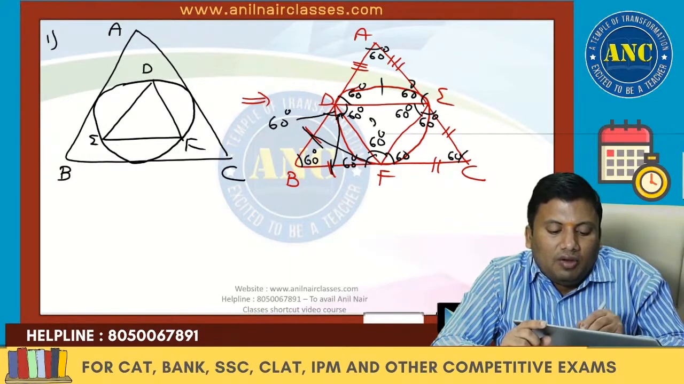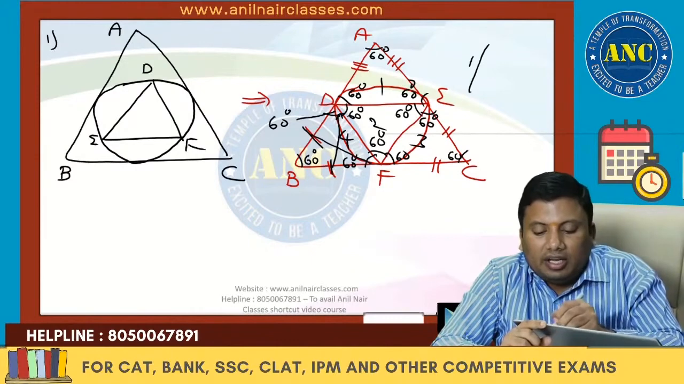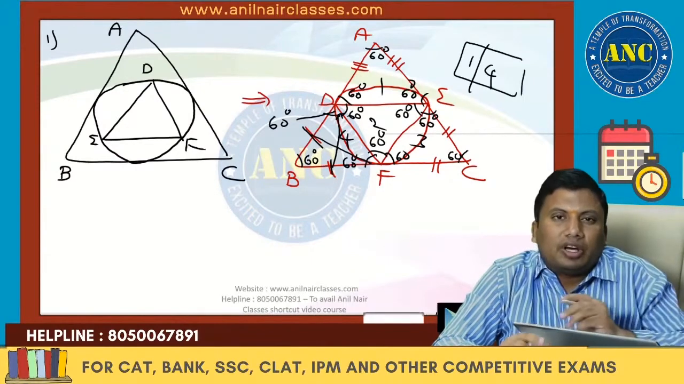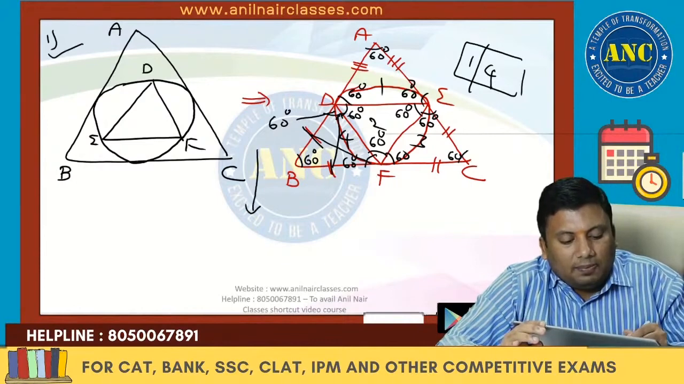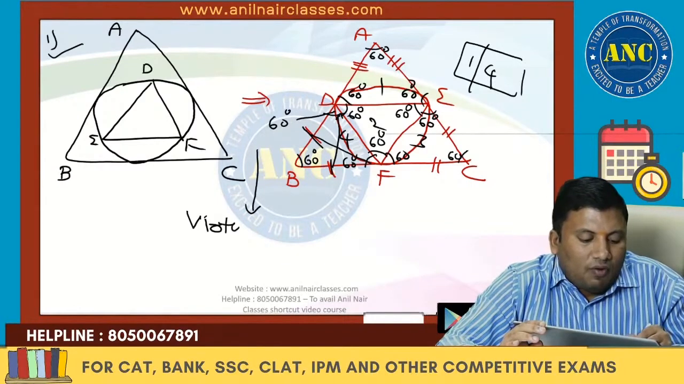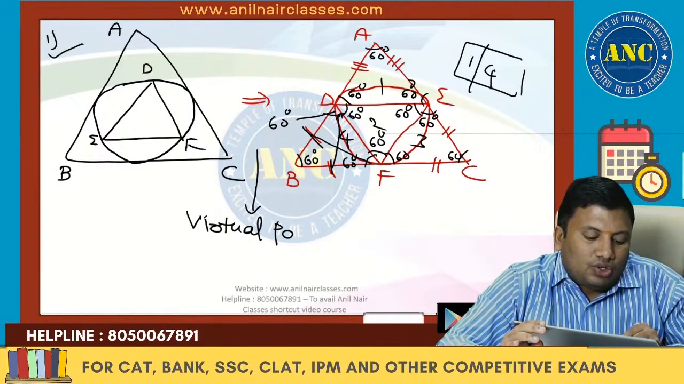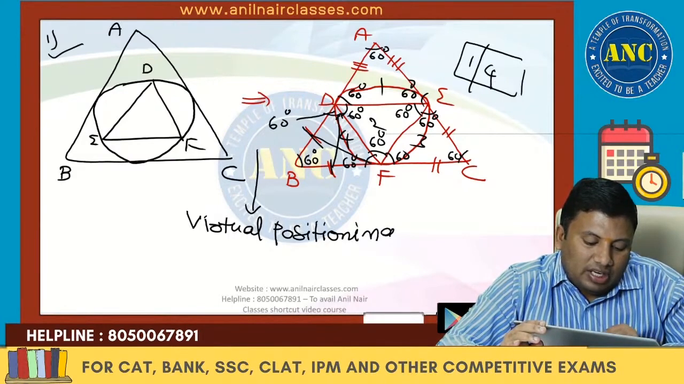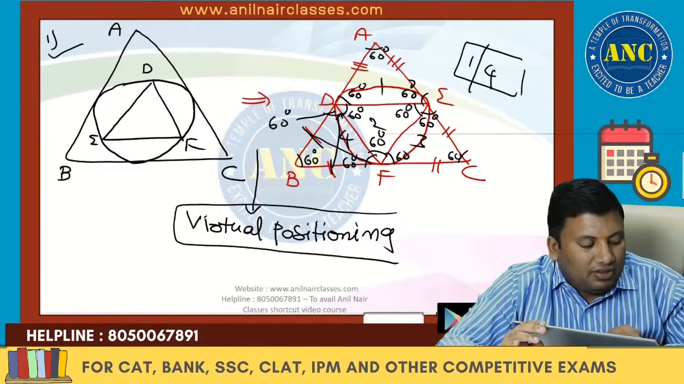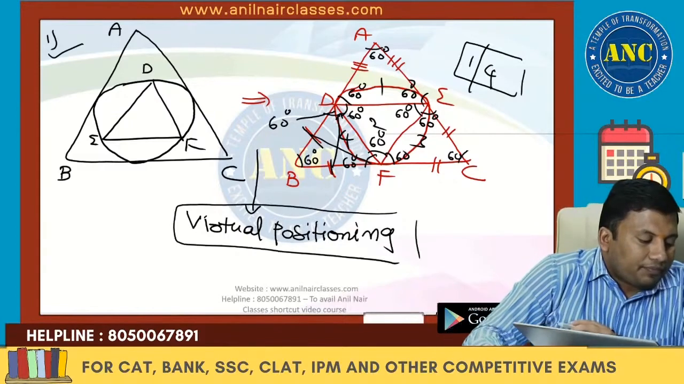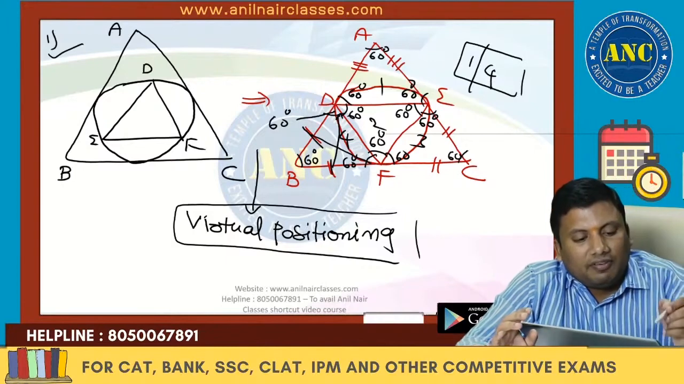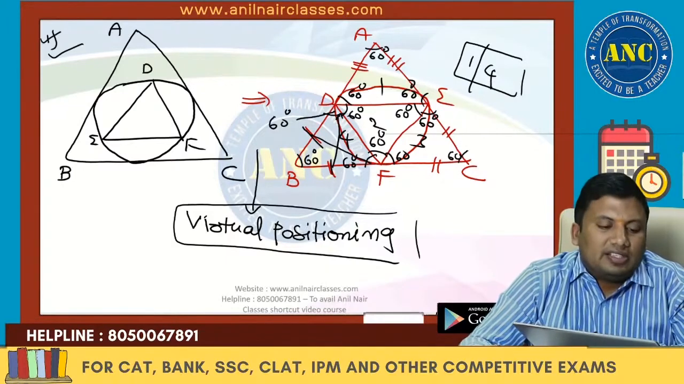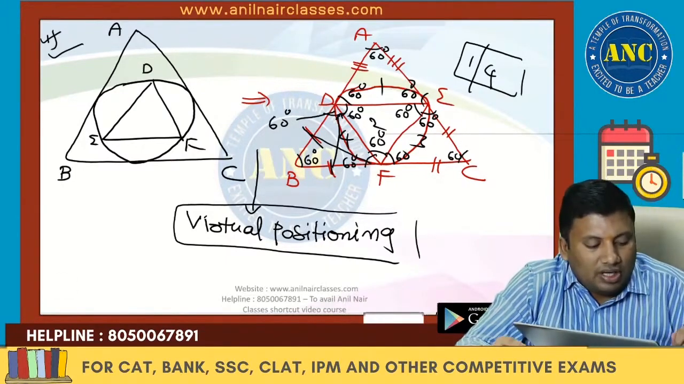Totally there are 4 equilateral triangles I got. The answer is nothing but 1 out of 4. This concept is what we call virtual positioning. Virtual positioning is assuming that if the figure is rotated, what will be the behavior of the graph? I hope the first question is clear.